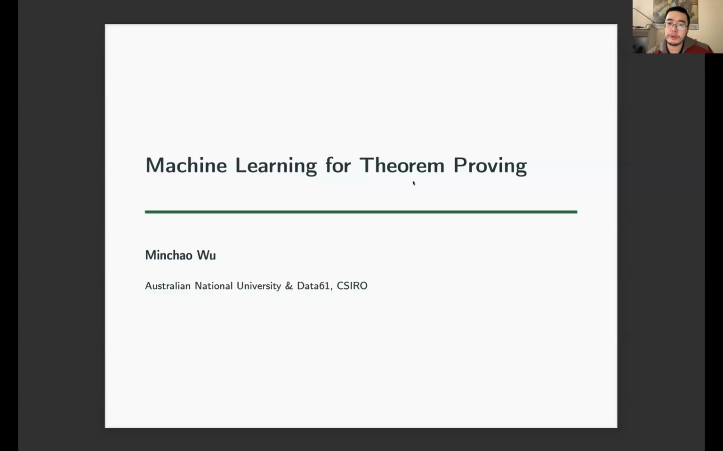Machine learning for theorem proving, well, really interactive theorem proving. I will try to avoid as many technical details as possible, because I think the traditional logic audience is perhaps not very familiar with both of these topics, both machine learning and interactive theorem proving. So I will just try to give you a big picture.